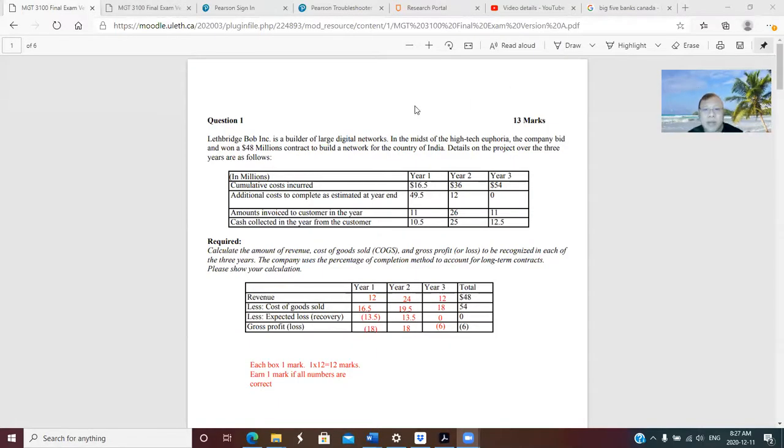Okay, so the first question, you have seen similar questions in the midterm exam. You were provided with a table. So you have year 1, year 2, year 3, and then for each year, cumulative costs incurred.